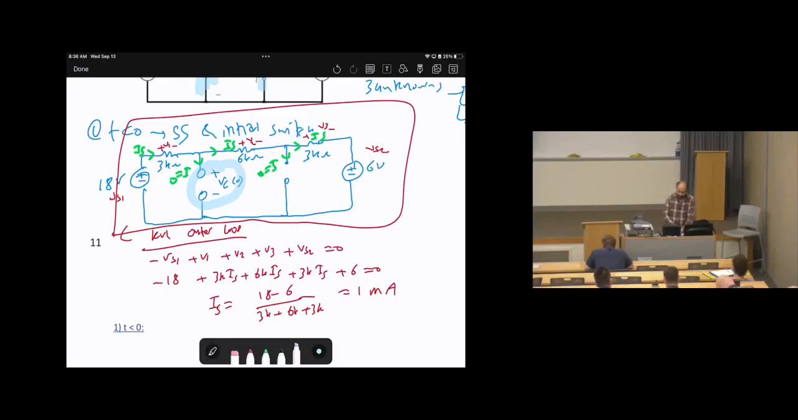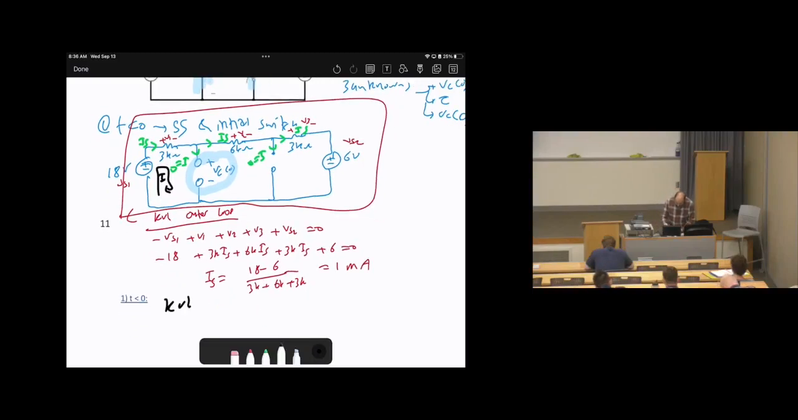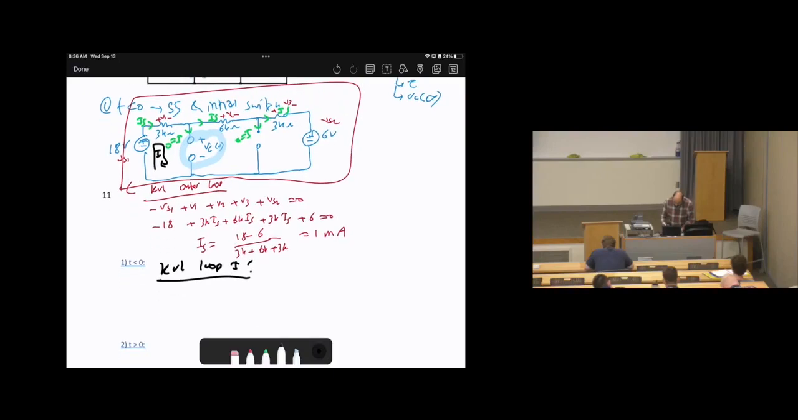How to calculate this? You can apply KVL. Where should I apply it? It's up to you. You can apply KVL at this loop or at this loop. For me, I prefer this loop because it's easier analysis. So we can do KVL loop 1, then start from the left bottom corner, negative Vs1 plus V1 plus Vc of 0 equals 0.